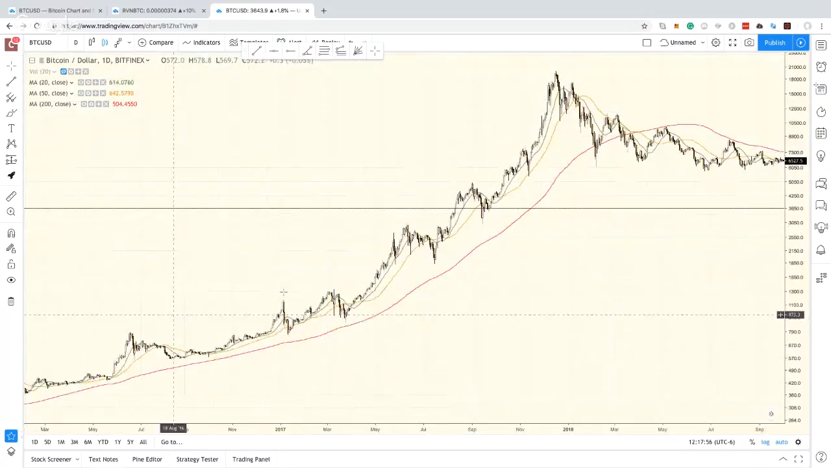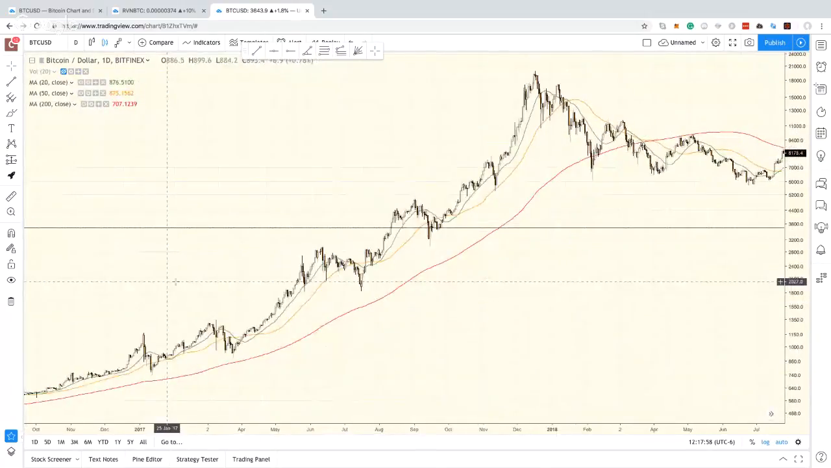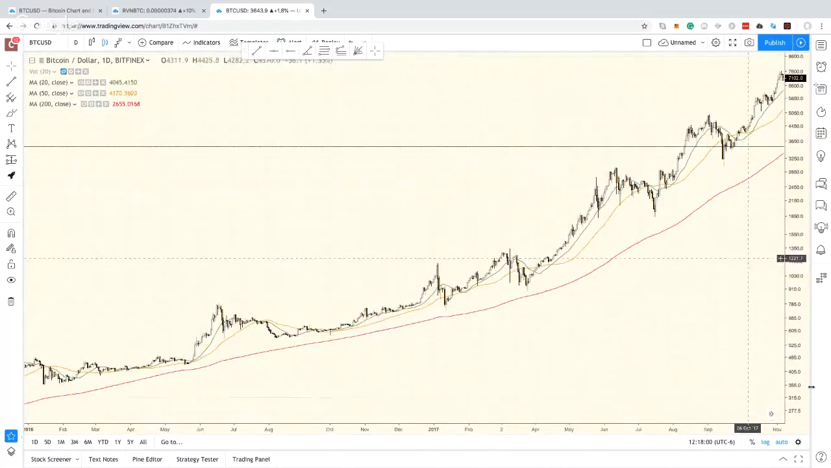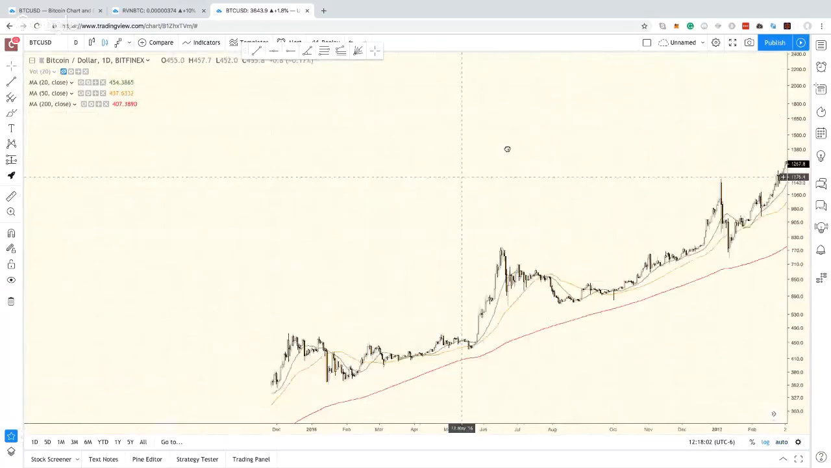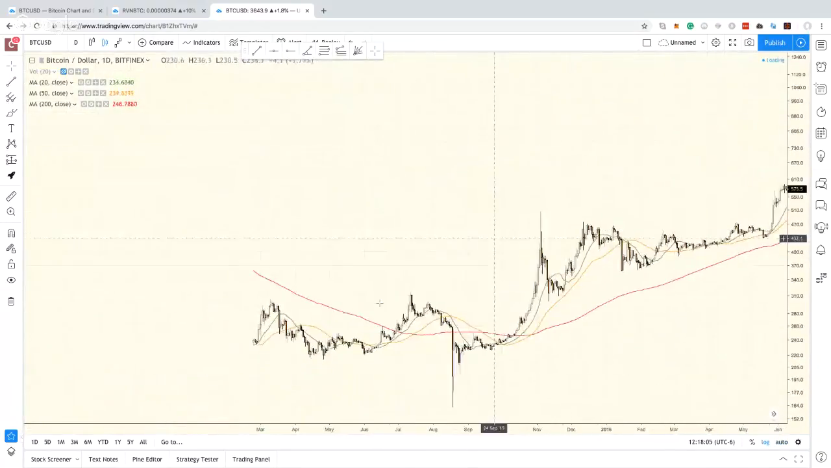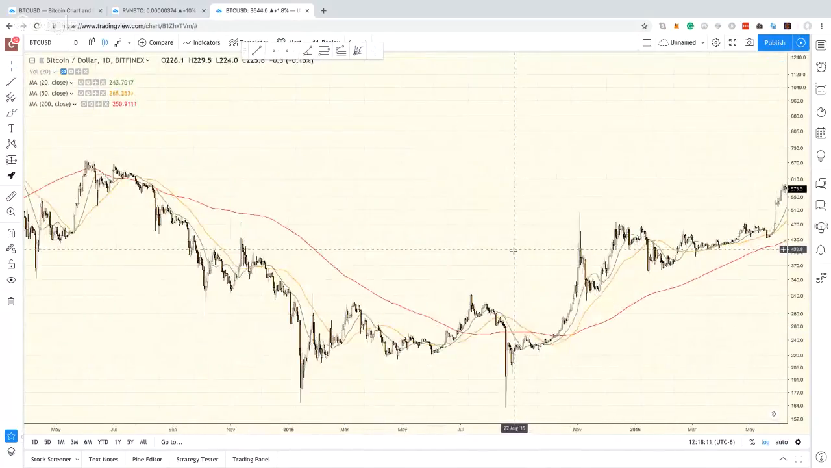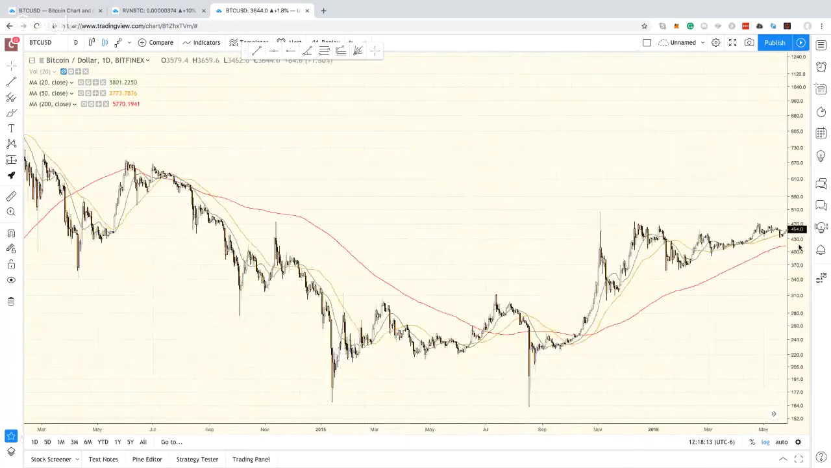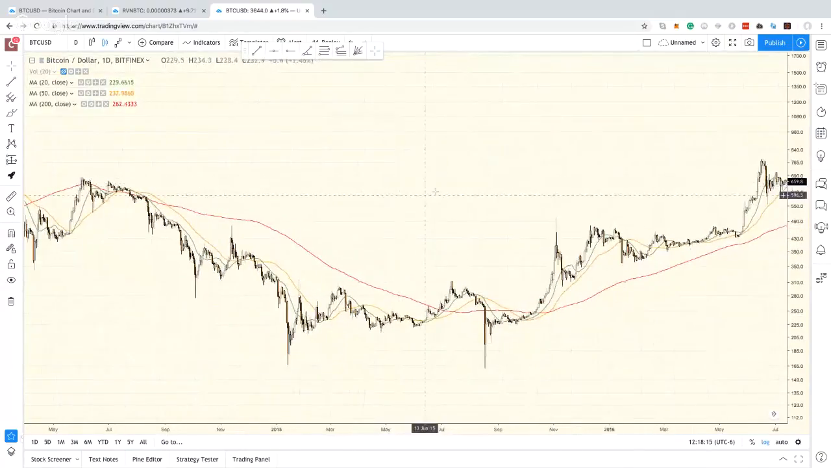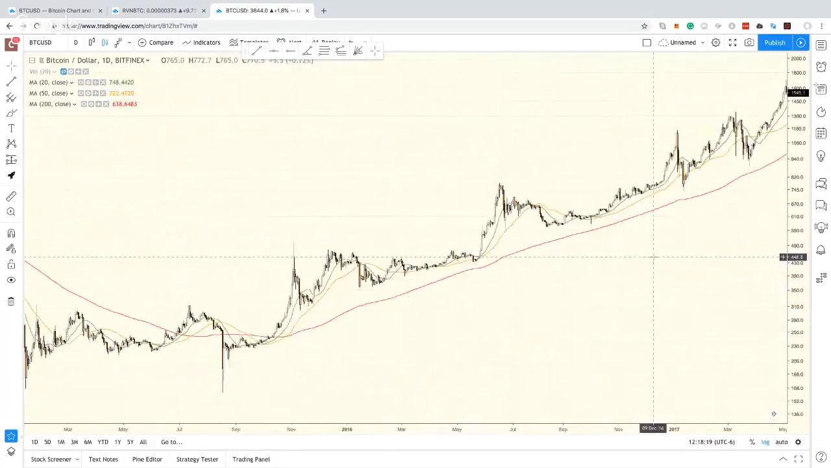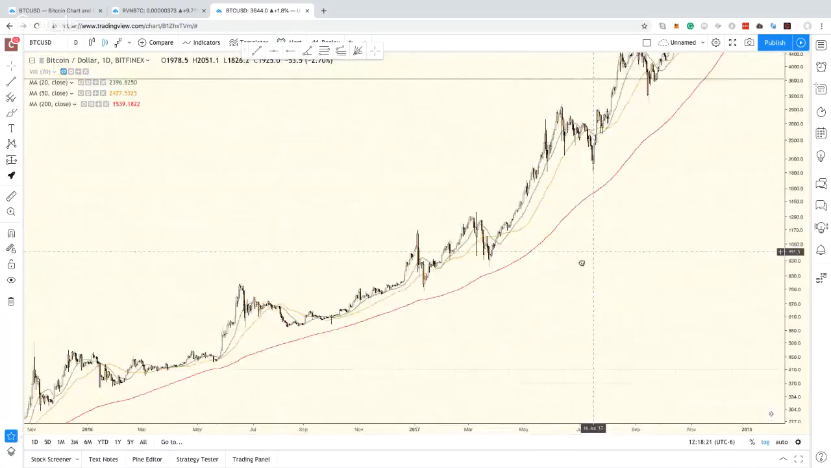I want to show you here. Let's go to the beginning of this bull trend. We're having some consolidation here. This is the bear market of 2014, 2015. This is a dip, and this is what I want to show you, how the MAs guide you in all the trend.